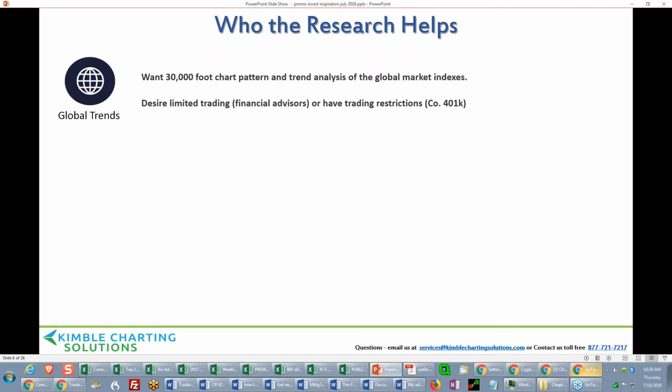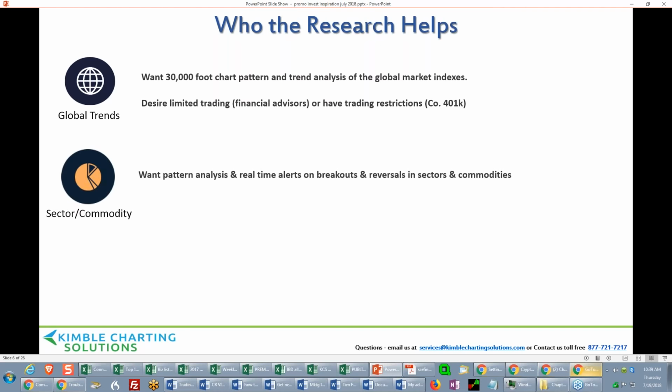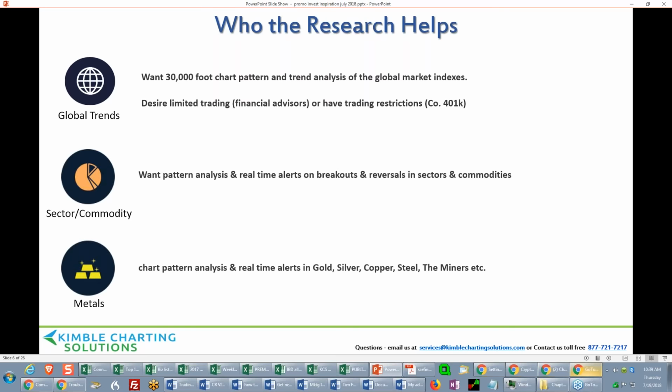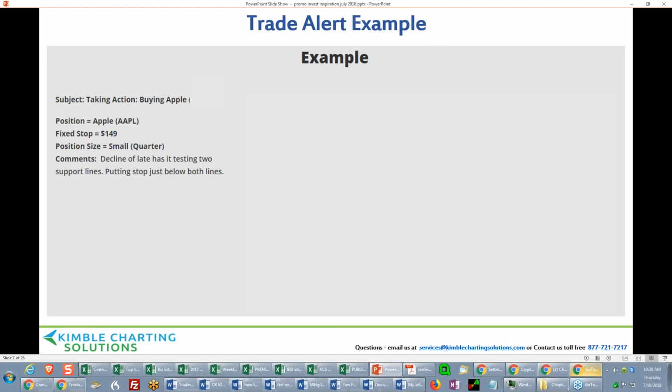And then when we look at the sector commodity report, sector commodity is great for people who want pattern analysis specifically in sectors and the commodities, along with real-time alerts on breakouts and reversals. And the metals, same idea, people who specifically are interested in the metals, gold, silver, copper, steel, the miners, and a few others. Again, a weekly report, but we also share real-time alerts on breakouts and reversals as well. So these are the three that are part of the weekly combo that you can combine.